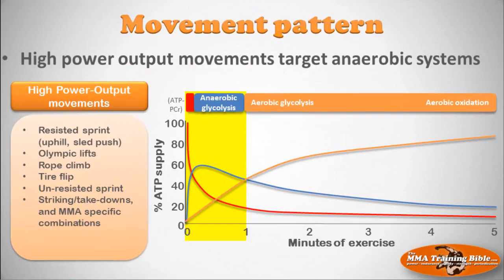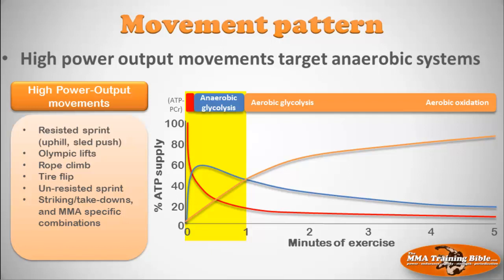So let's talk about movement pattern first. If you're choosing high power output movement patterns, then you're choosing things like resisted sprinting, uphill sprinting or pushing a sled. You're choosing things like Olympic lifts, or maybe rope climbing or tire flipping, or even unresisted sprints. And if you're talking about MMA specific movements, it's going to be striking and takedown combinations. These big, powerful MMA specific combinations that require a lot of power that really gas you out.